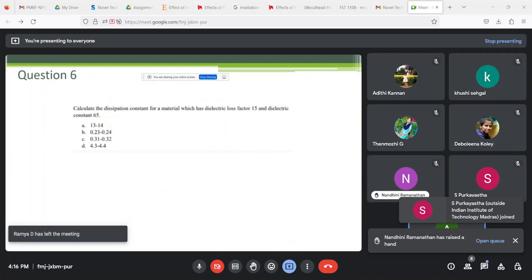Calculate the dissipation constant for a material which has a dielectric loss factor 15 and dielectric constant 65. So here the dissipation constant is also known as the loss factor that we discussed in one of the previous slides. So another name for the loss factor is dissipation constant. Do you know the relation between the dissipation constant, the dielectric loss factor and the dielectric constant? Or do you know how to go about this question?